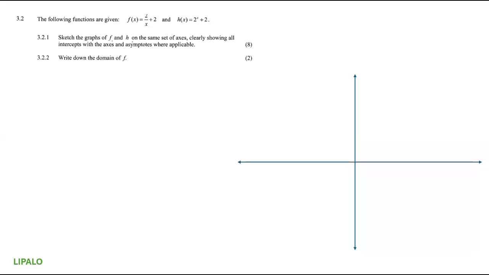Okay, this is a continuation from KZN, KwaZulu-Natal, Department of Education, June exam 2021, paper 1. Yes, question 3.2. You're required to sketch the hyperbola and the exponential function. So the following functions are given. f of x is equal to 2 over x plus 2, and h of x is equal to 2 to the exponent x plus 2.